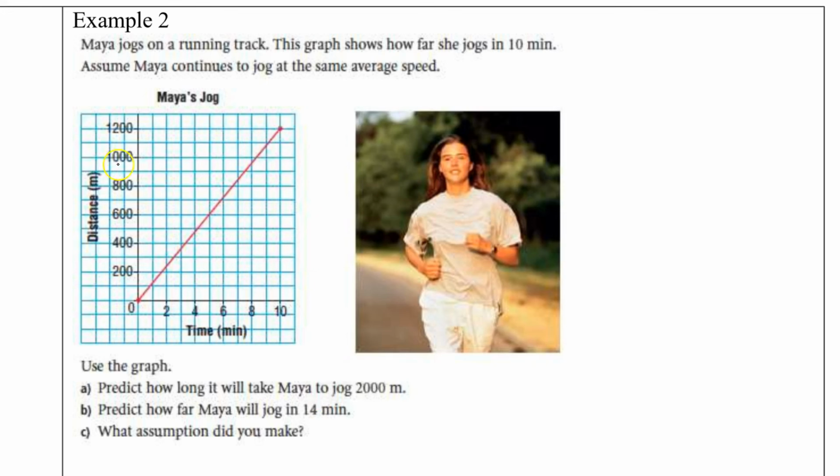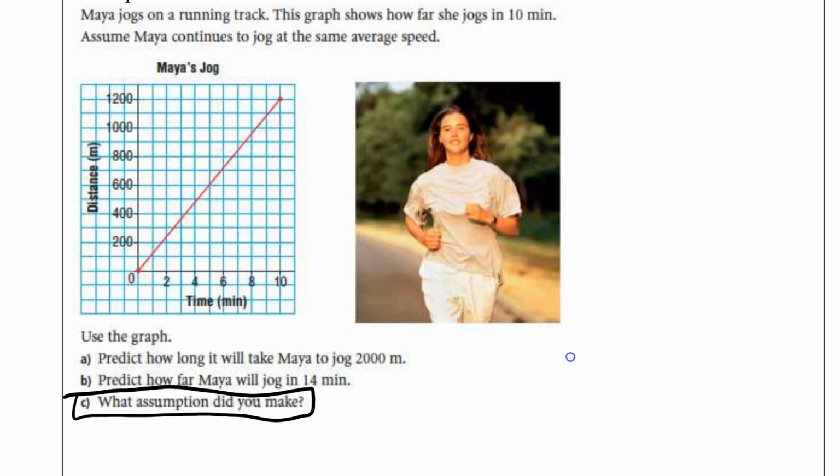Okay, so I see my distance here only goes up to 1200 and my time only goes to 10 minutes. So that means that I need to either physically extend it or use the information that we have in this graph to be able to make those assumptions. Predict how far Maya will jog in 14 minutes. And here's the thing, we are making assumptions left, right, and center about Maya's jogging. Let's actually begin with the assumptions first, and then it will be a little bit more clear what we need to do.